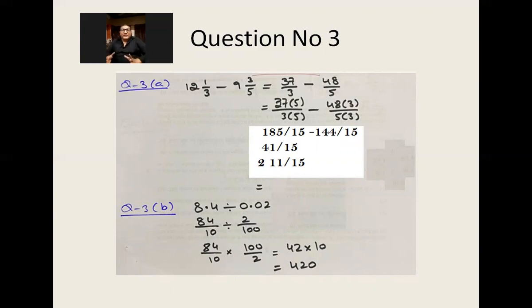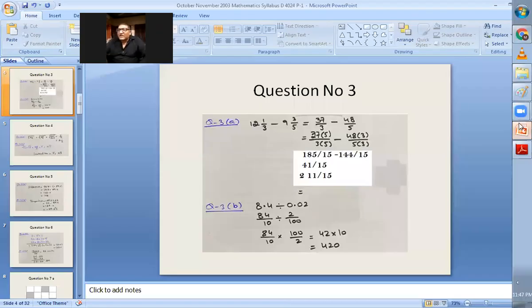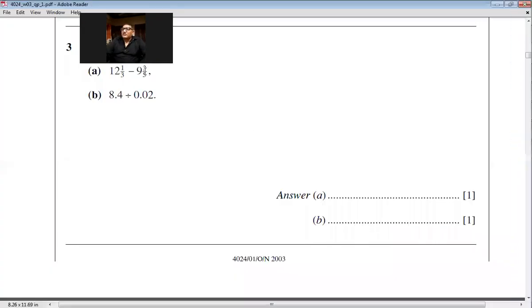So the denominator is the same. So I will subtract 185 minus 144. That will give you 41 divided by 15, and that will be 2 whole 11 by 15. 2 whole 11 by 15 will be the answer. So I hope that this is correct and you have understood how this is done. Let's move to the next part.